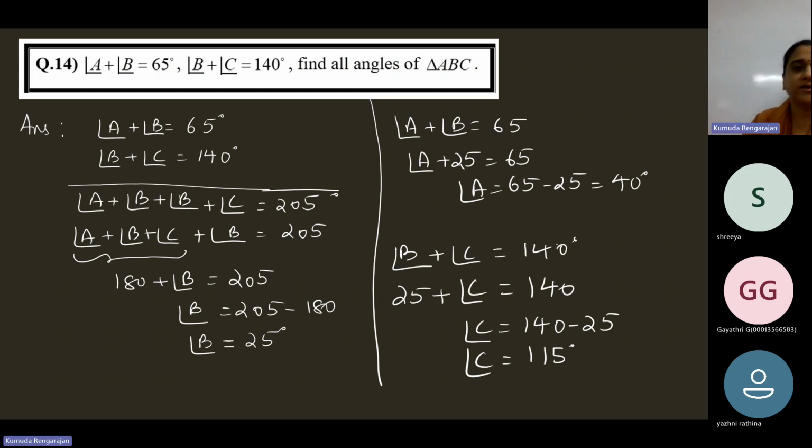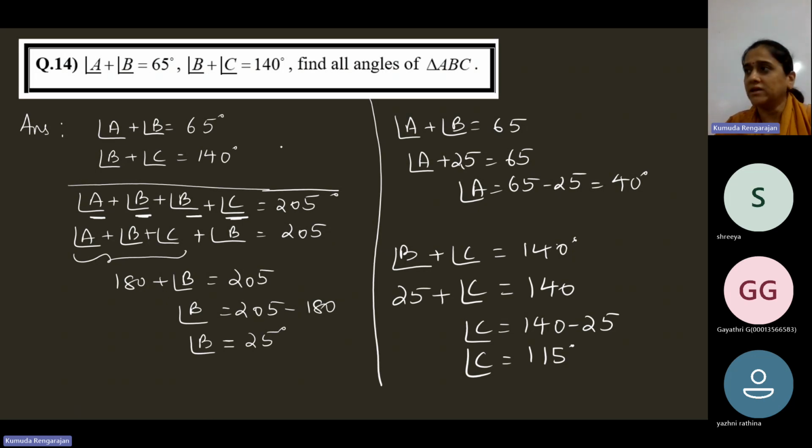So here also we add the two equations. We write the equations one below the other and add them. So angle A plus angle B plus angle B plus angle C is equal to 65 plus 140, which is 205. Now just rearrange: angle A plus angle B plus angle C, then plus angle B is equal to 205.